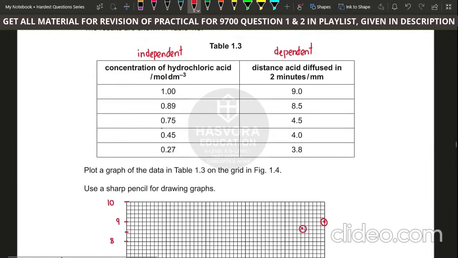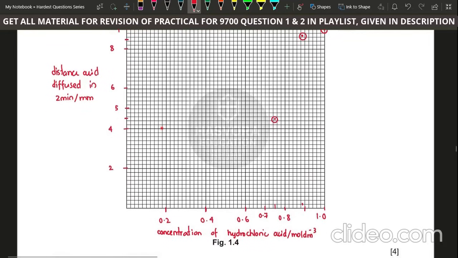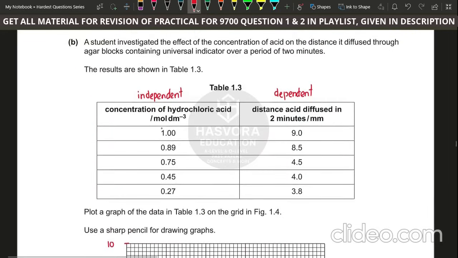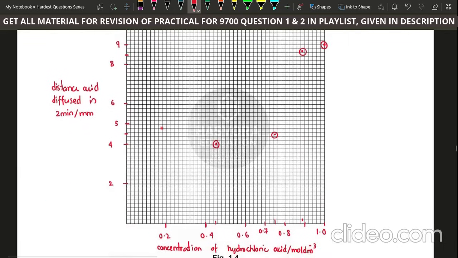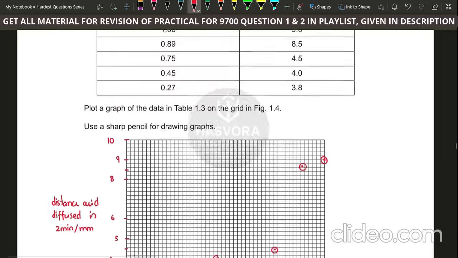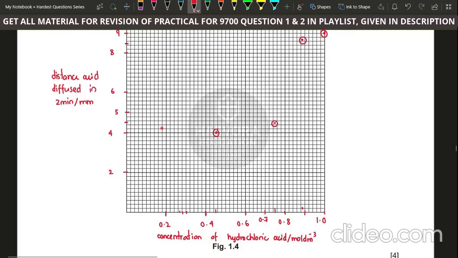And then you will have 4 and 0.45, so 0.45 will be this point. Okay, and 4, like this, and then it will be 0.27 and 3.8. So 0.27, this is actually 3, this is 0.28, so 0.27 will be between this. Okay, and the other one is 3.8, this is actually 3, so 3.8 will be this point. Let me just point.